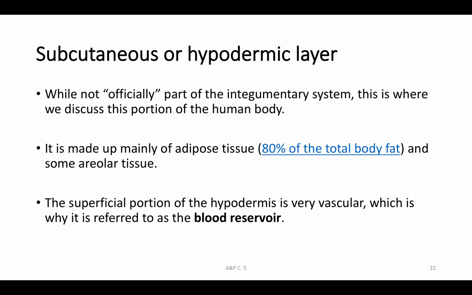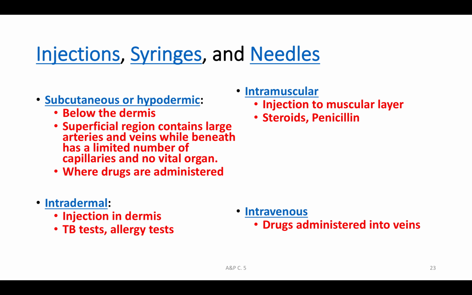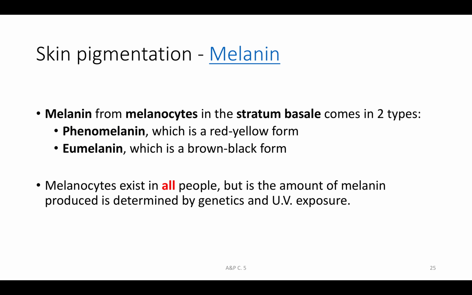Again, we looked at the subcutaneous layer. We just need to know that it's mostly fat. It's below the dermis. The dermis connects to the hypodermis. That's where we get a lot of our injections, and we talked about the 4 different types of injections. We also took a look at plastic surgery procedures.